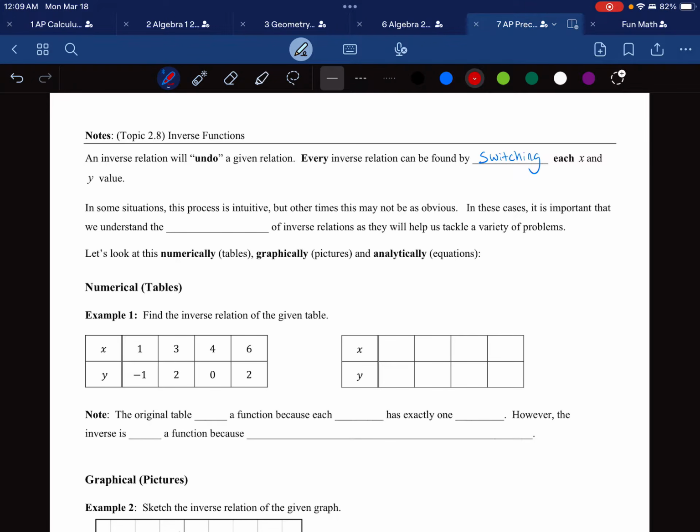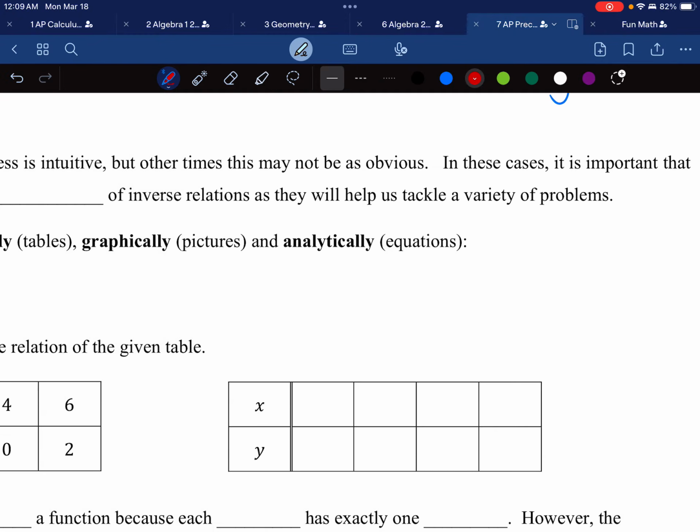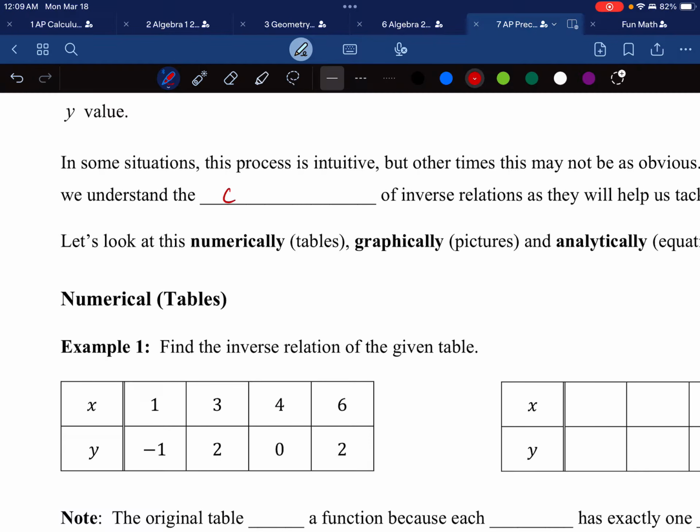In some situations this process is intuitive, but at other times it might not be as obvious. In these cases, it is important that we understand the concept of inverse relations, as they will help us tackle a variety of problems.